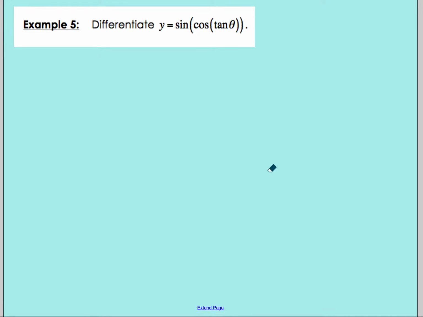All right, example 5 says to differentiate y equals sine of cosine of tangent of theta. One thing I will say, people typically make a mistake with this one and think it's a product rule. It is not a product rule. If it was a product rule, I would have to have sine of theta times cosine of theta, something like that. Okay. If I have two trig functions being multiplied, they would both have a variable on the inside of that function. So this one is actually a chain rule.